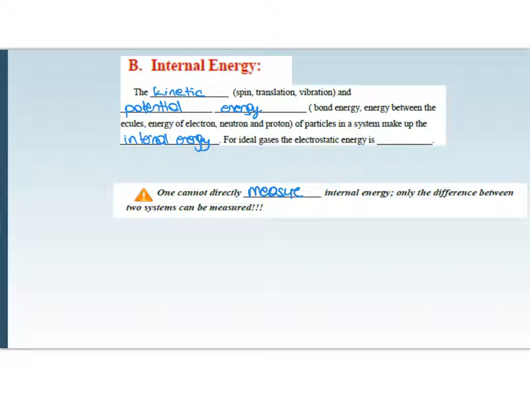And here it is. There's a note here: for ideal gases, electrostatic energy is accepted to be 0, because remember, if a gas is ideal, this means that it has no attraction between its particles. So this means that there is no attraction between the molecules and there is no electrostatic energy.